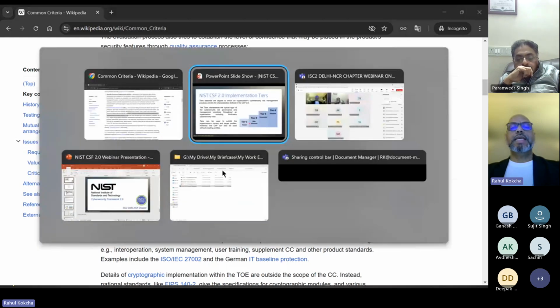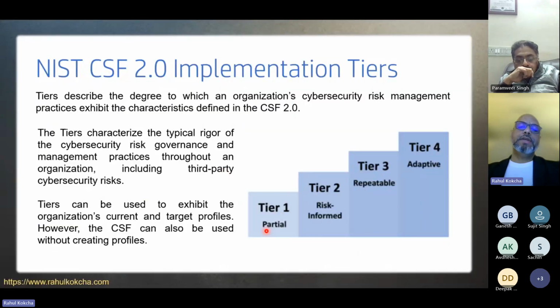Fine. So the same way, here we have four levels: tier 1, 2, 3, and 4. If your organization is implementing security controls on an ad hoc basis, that's tier 1. If you know what your risks are, and you have implemented the controls to manage those risks, that is tier 2. If you have defined processes, and things are repeatable, that's tier 3. And if you are continually improving the system, that's tier 4.